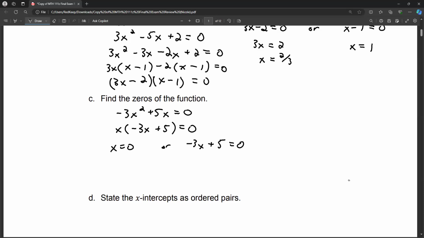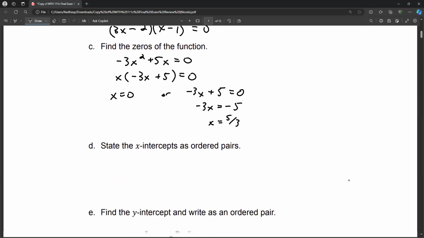So solving the right-hand side equation, we see that this implies that -3x is equal to -5, or rather, x is equal to 5 over 3. So the zeros here are x equaling 0 and x equaling 5 over 3.